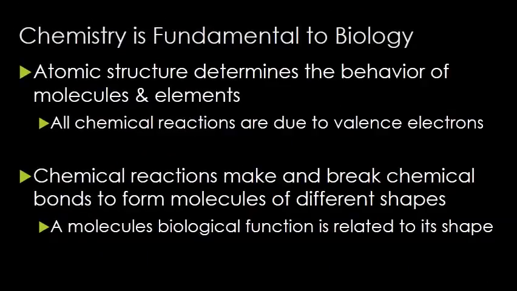As we saw earlier, structure is equal to function, and so atomic structure determines the behavior of molecules and elements. And really, all of chemistry comes down to valence electrons. Atoms with incomplete valence shells tend to fill those shells by interacting with other atoms. These interactions of electrons among atoms may allow atoms to form chemical bonds, which are attractions that hold molecules together. So chemical reactions make and break chemical bonds to form molecules of different shapes. And if you change the shape in biology, you change the function.